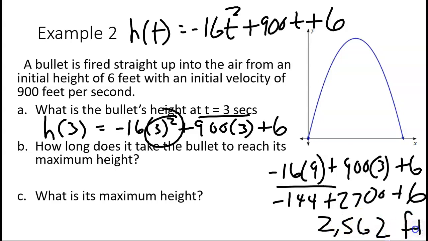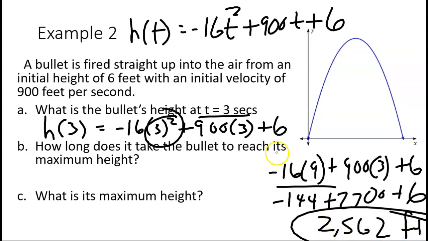And that's feet. The question was, what's the bullet's height after 3 seconds? Well, this is a formula that can tell me the height at any given time if you just plug the time in. So I plugged in 3, and I end up with 2,562 feet. So that would be the height of the bullet at that point.